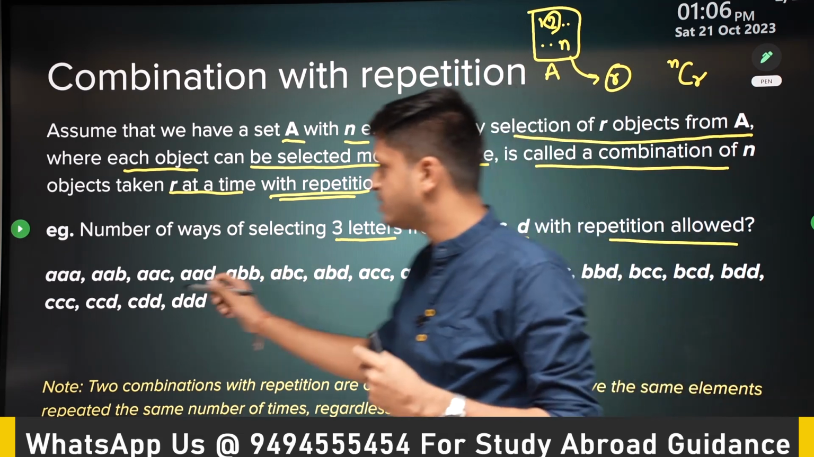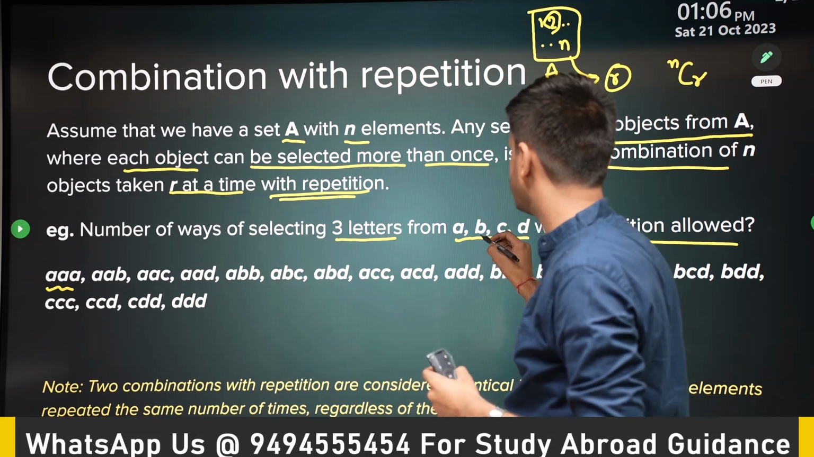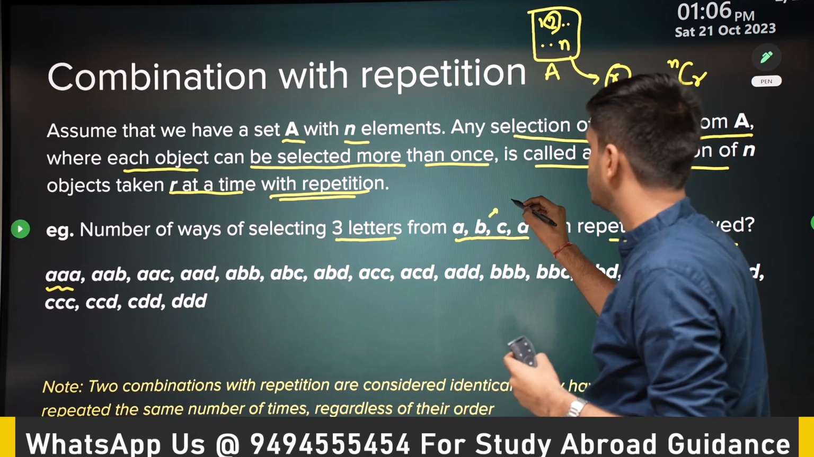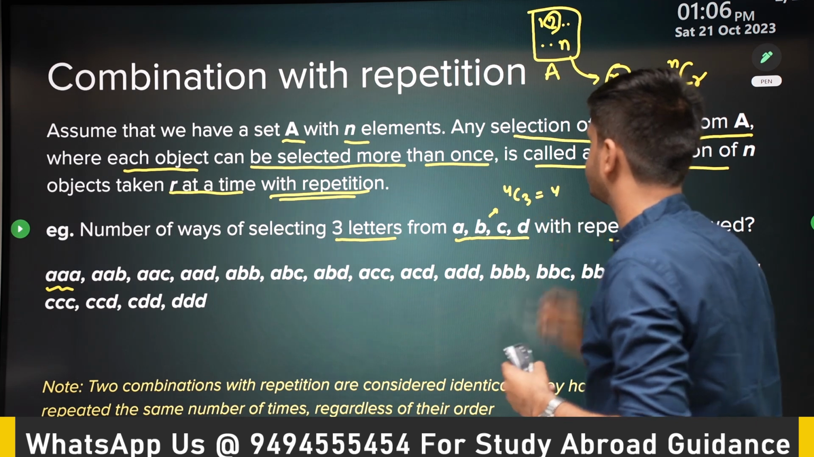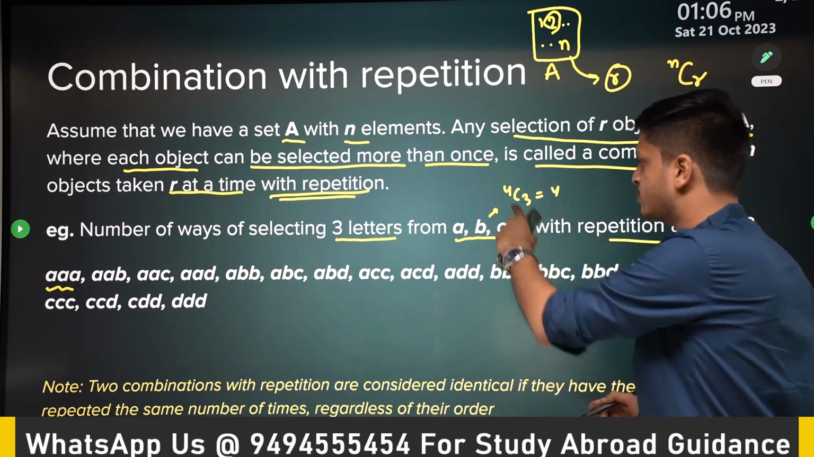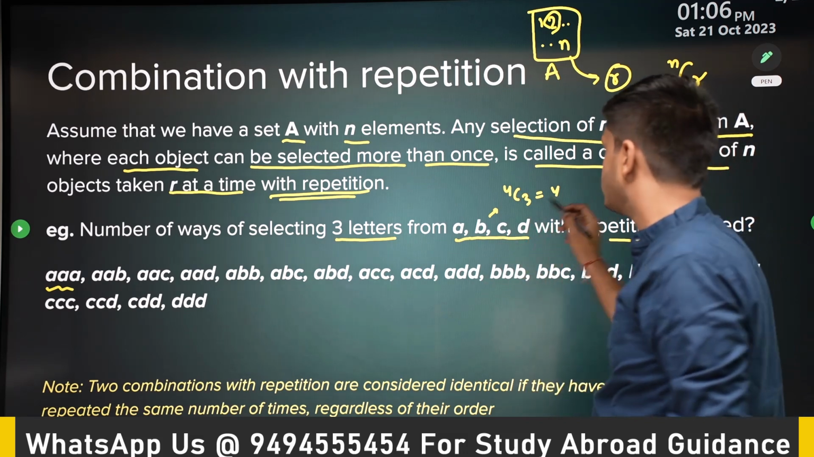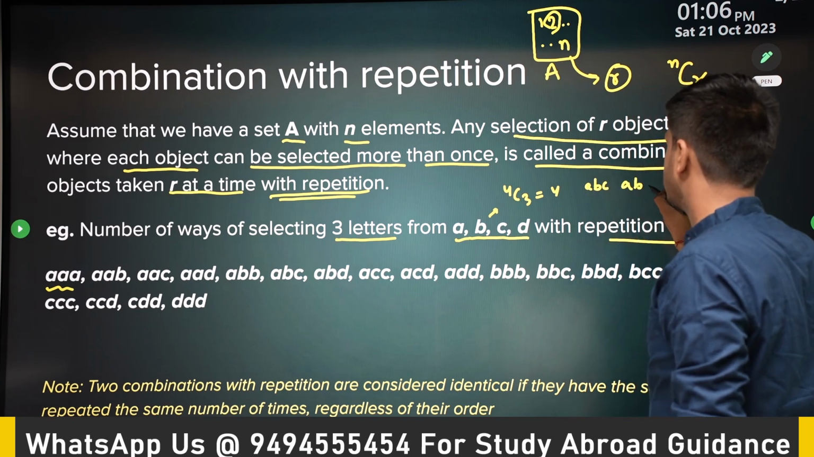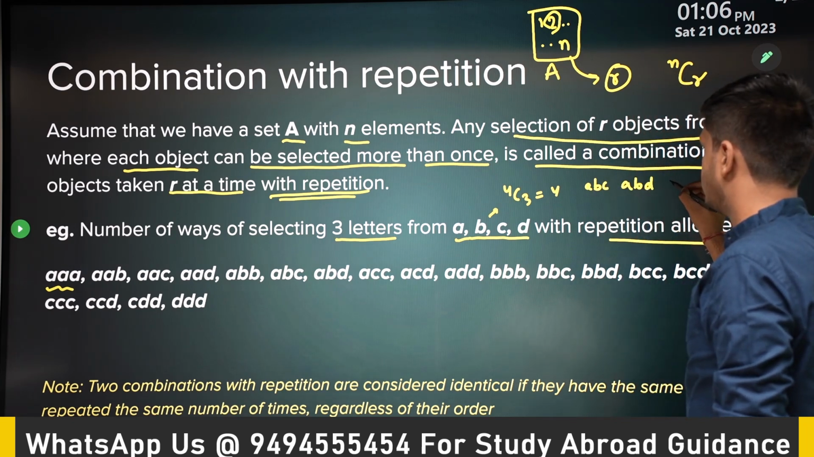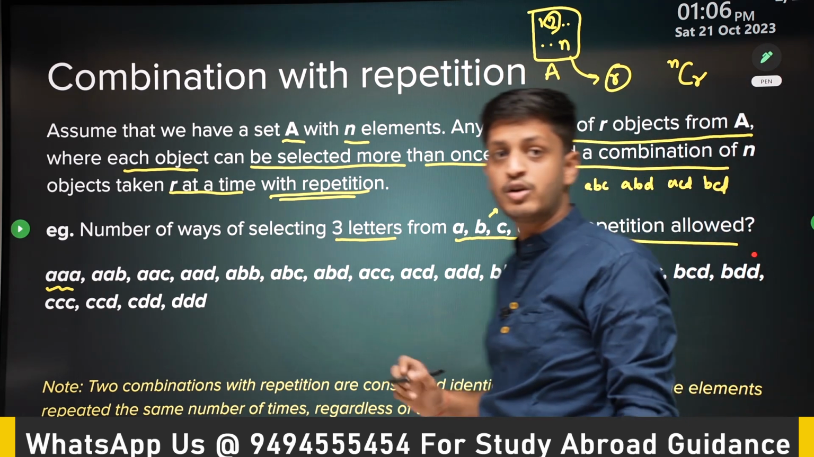So here we can actually select A 3 times. So if repetition was not allowed, what were the number of ways? If repetition was not allowed, we know that the number of ways was 4C3, which is 4. How did I do it so fast? 4C3 is equal to 4C1 and 4C1 is equal to 4. So there were 4 ways. What were they? A, B, C; A, B, D; A, C, D; and B, C, D. These were 4 ways. But now repetition is allowed.